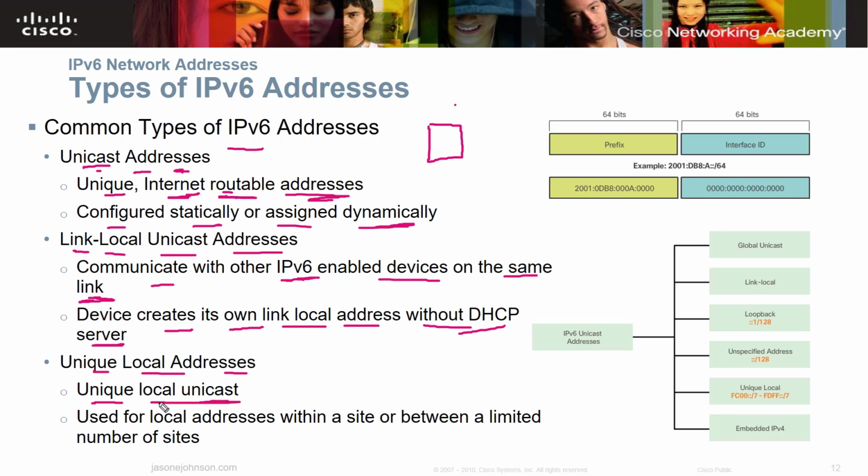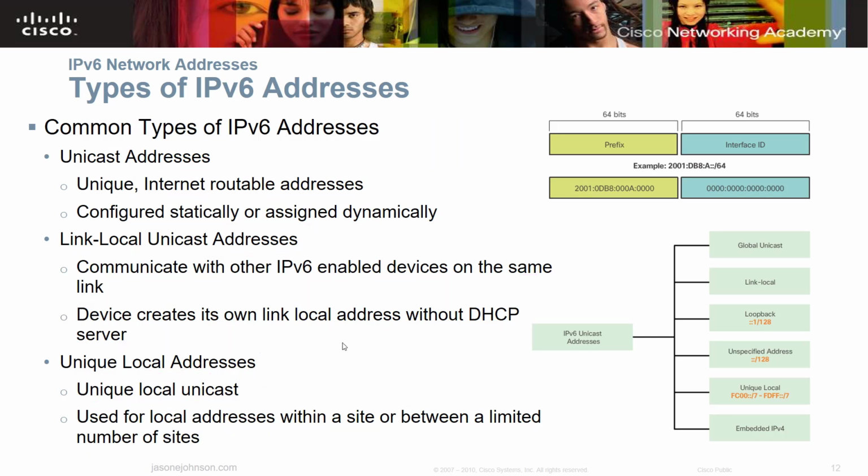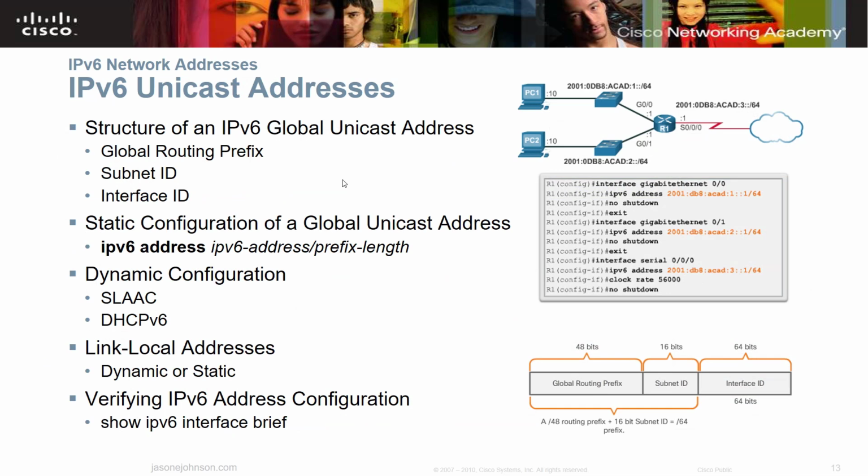You have the unique local unicast, if I can say that right. It's used for local addresses within a site or between a limited number of sites. So kind of think of that as your private addressing. If you have that concept of local private addresses, or that range, that 10 dot range, that 192 range, that's your private addressing. Well, think of this as your private addressing here, but that's your unique local addresses.